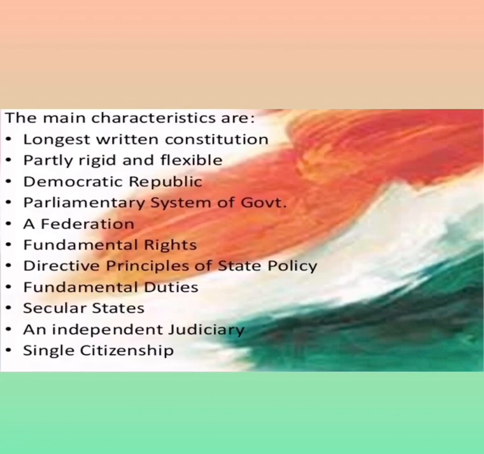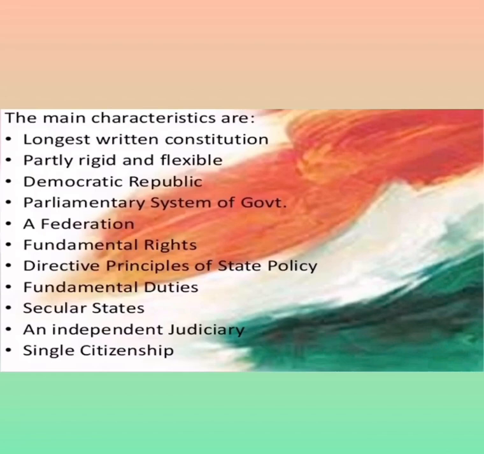So, the third point, India is a democratic republic. Democratic means it is democratic as the government is elected by the people directly after every 5 years. And it is a republic because the head of the state in India, namely the president, is elected for 5 years by the members of the Lok Sabha, Rajya Sabha and state legislative assemblies.